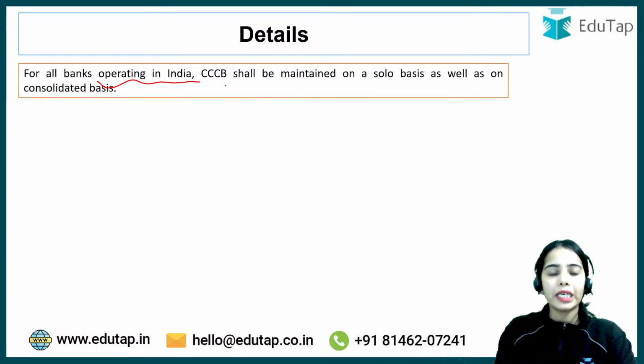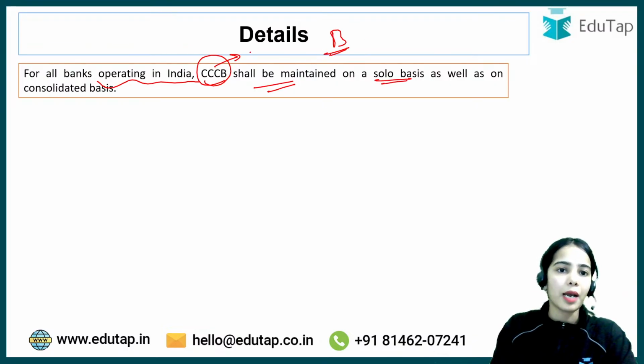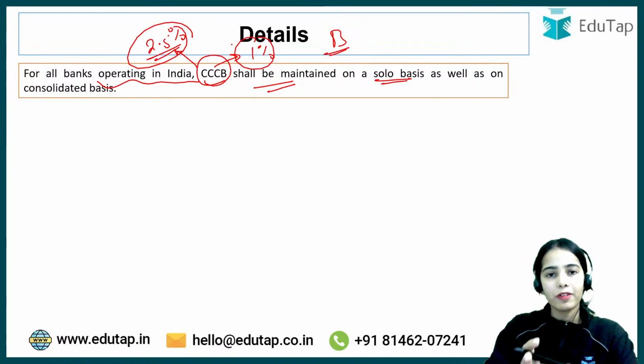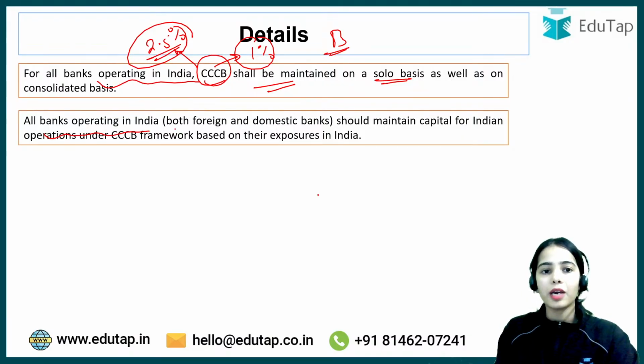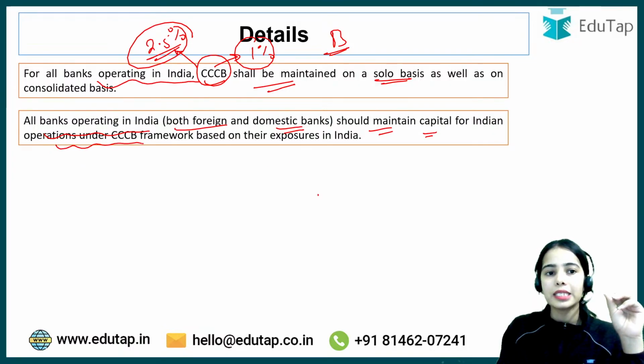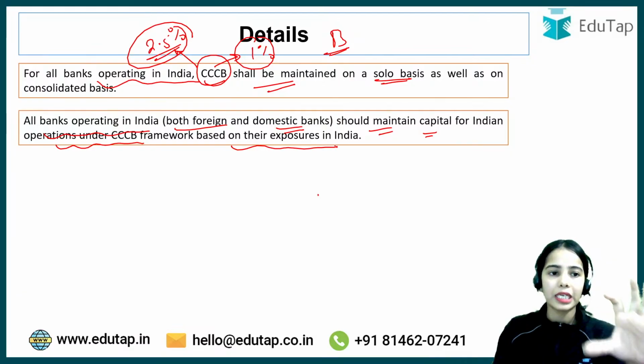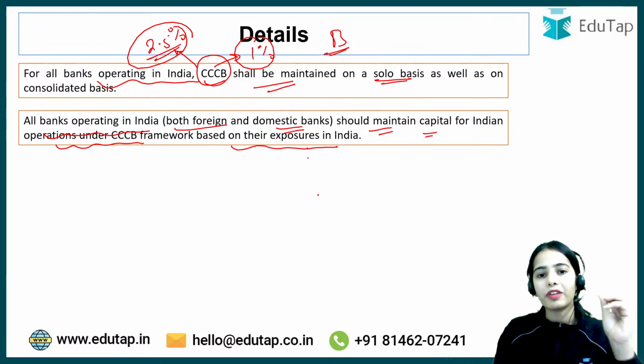Now, for all banks operating in India, the countercyclical capital buffer shall be maintained on a solo basis. That means if the countercyclical capital buffer is 1% or 2.5%, each bank has to maintain it on a solo basis, and at the aggregate level also, for all the banking system taken together. Next, all banks operating in India, both foreign and domestic, should maintain capital for Indian operations under the CCCB framework based on their exposure in India.